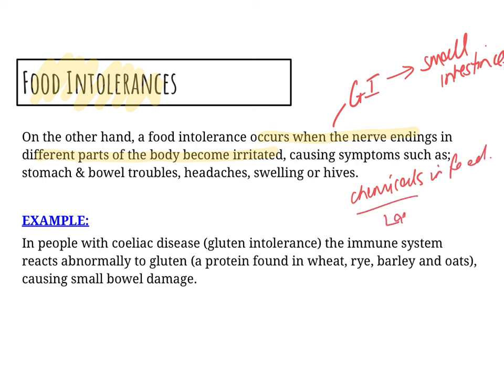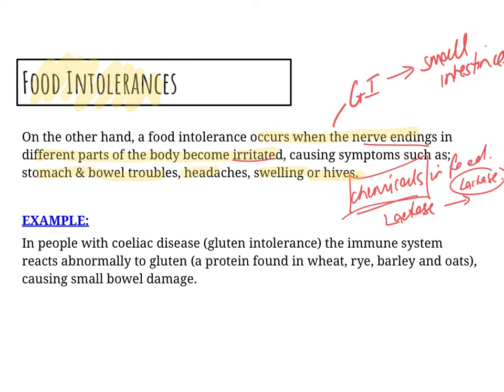For example, if we look at lactose intolerance, as mentioned, the enzyme lactase is needed to break it down. However, if we don't have lactase in the body, then our body finds it really difficult to digest that chemical, and as a result, that's when the nerve endings become irritated. So some of the different physical effects of an intolerance are listed. They range from stomach and bowel troubles to headaches, swelling, or hives.